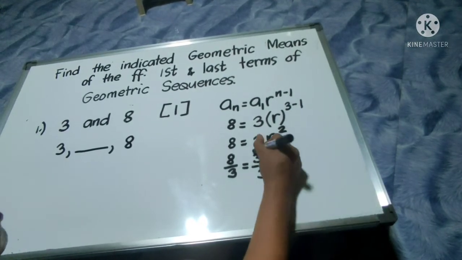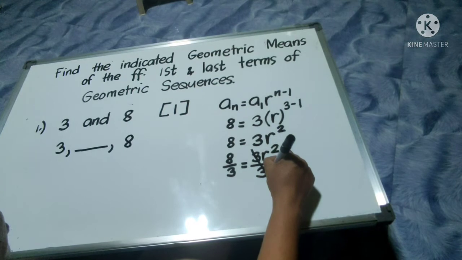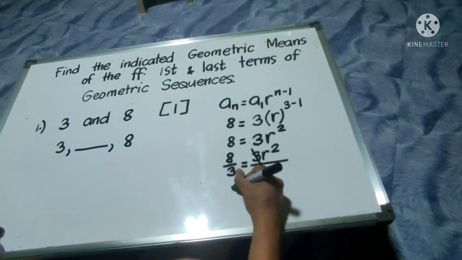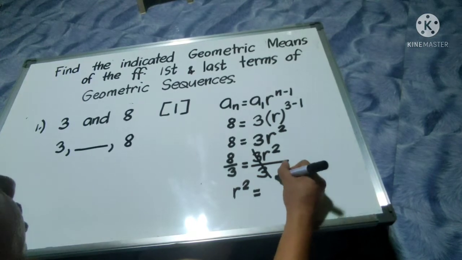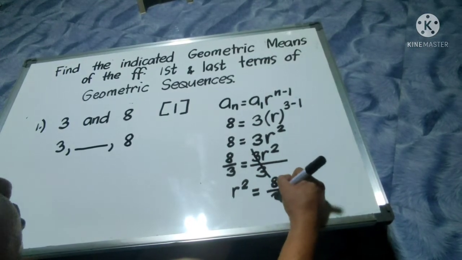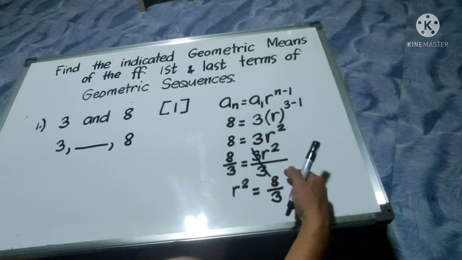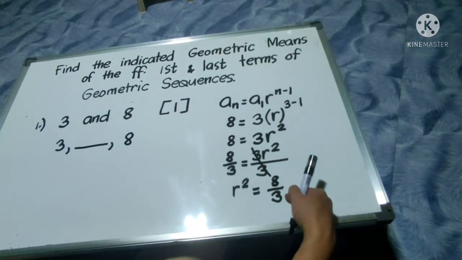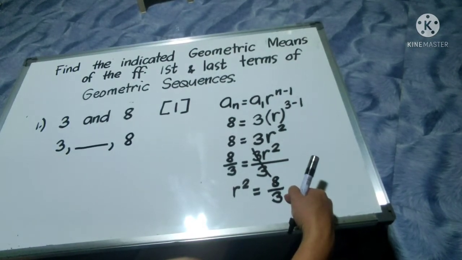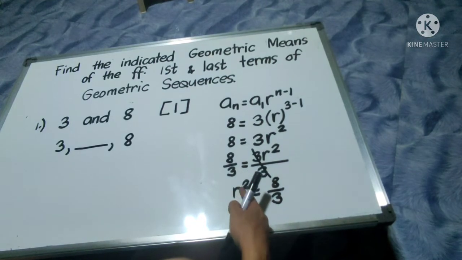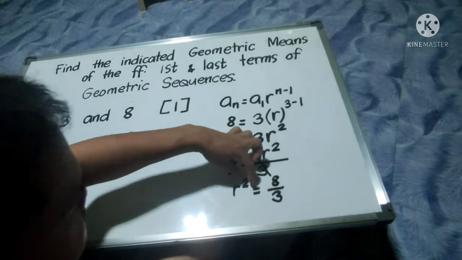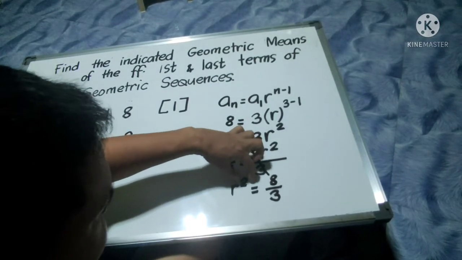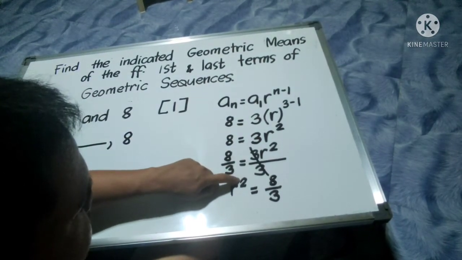So you cancel 3. Then you can rewrite it in this form. r squared is equal to 8 over 3. Can we divide 8 by 3? No. r has an exponent of 2. And we need to solve for r only. Therefore, we need to eliminate our exponent here too.